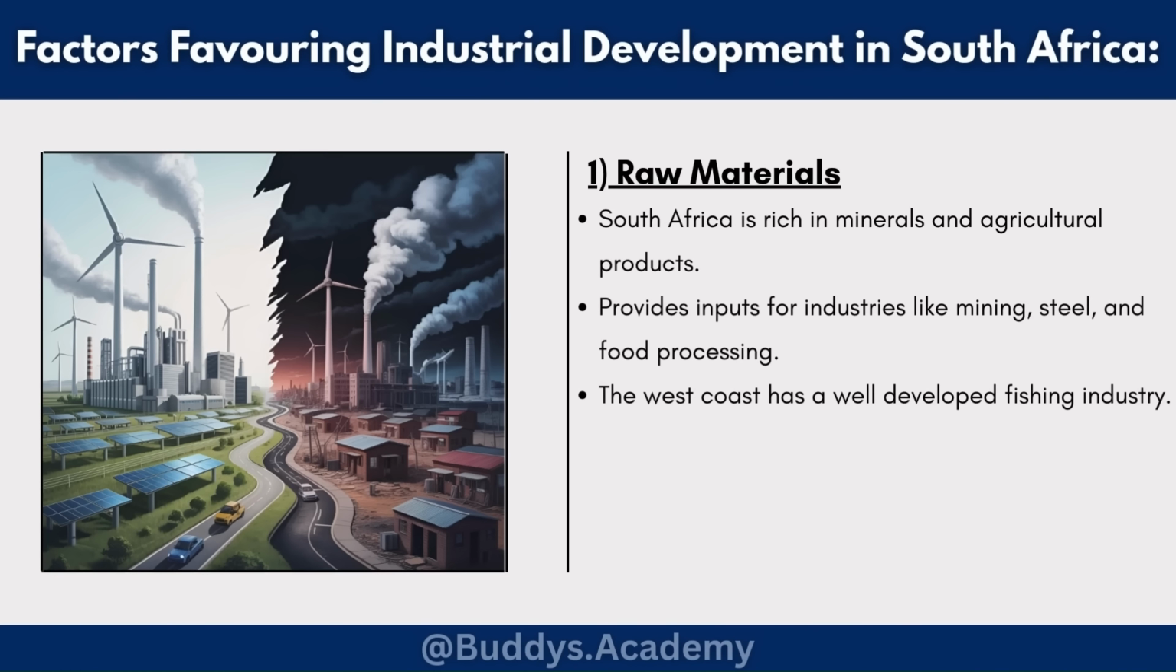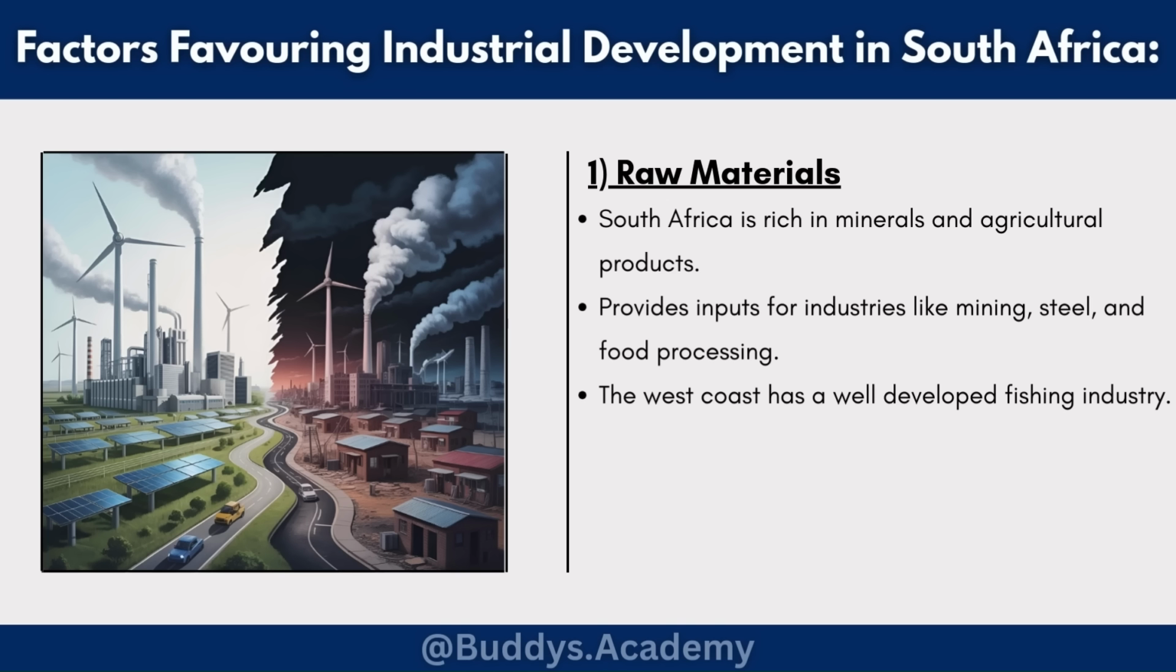So now let's take a look at the factors that are going to favor industrial development in South Africa. Remember, there's going to be factors that favor and there's going to be the opposite of that, which is your factors that are going to hinder industrial development. So for factors that are going to favor industrial development, firstly, it's going to be your raw materials. Now, South Africa is going to be rich in minerals. So minerals such as gold, platinum, coal, iron ore, and it's going to have a lot of agricultural products.